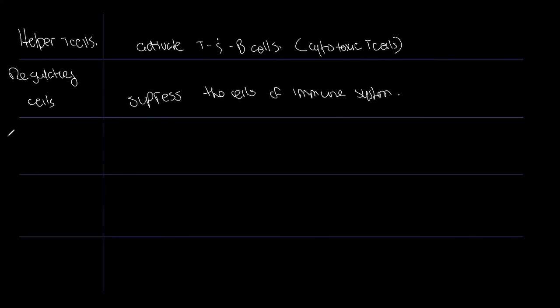Then we have cytotoxic T cells. And these guys are like our snipers. They kill infected cells. They infiltrate and kill infected cells. So these are your secret agents. And they're kind of the adaptive equivalent to natural killer cells, if that makes sense. Or sorry, the adaptive equivalent to innate natural killer cells.